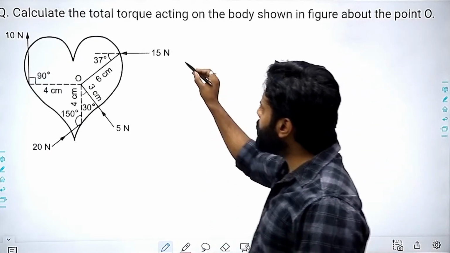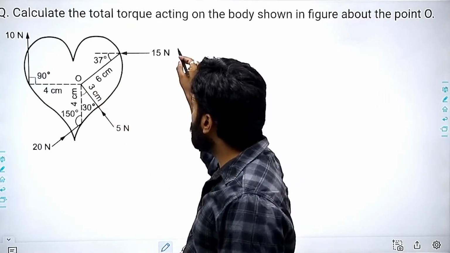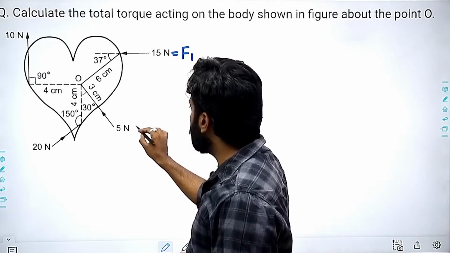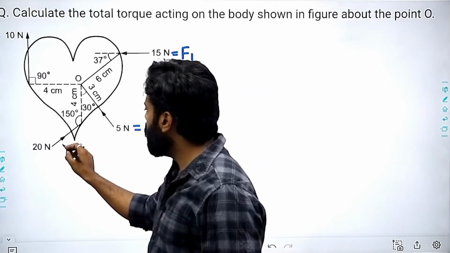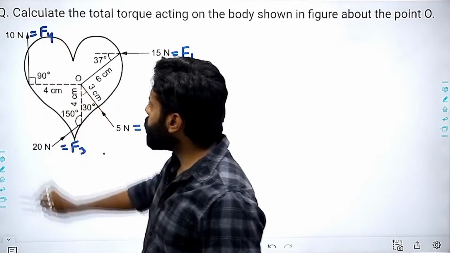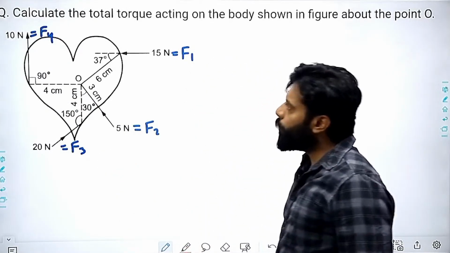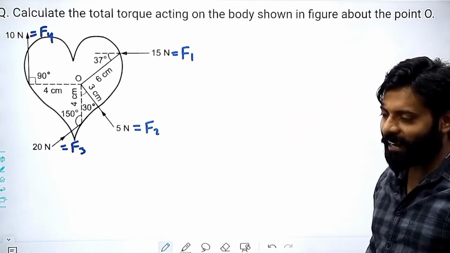Now, how many forces are acting on this heart? 1, 2, 3 and 4. So there are 4 forces acting on the heart: F1, F2, F3 and F4. I am considering these four forces acting on my heart. My heart, your heart.